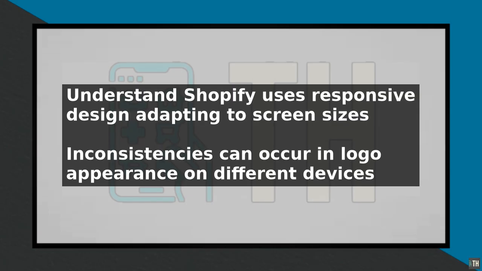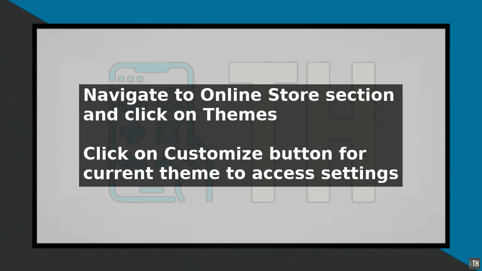Start by logging into your Shopify admin panel and navigating to the online store section. From there, click on Themes and then click on the Customize button for your current theme. In the theme editor, click on the header section. This is where you can upload and adjust your logo.